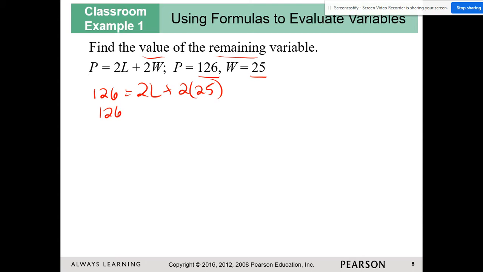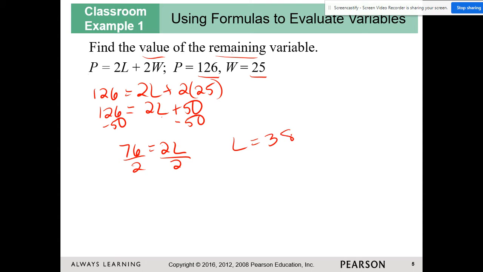So 126, we are going to simplify the right side. 2 times 25 is 50. And we have to get the L by itself. So we need to get rid of the 50 by subtracting. Should give me 76, I believe. And 2 times L, opposite of multiply is divide. And we get 38.